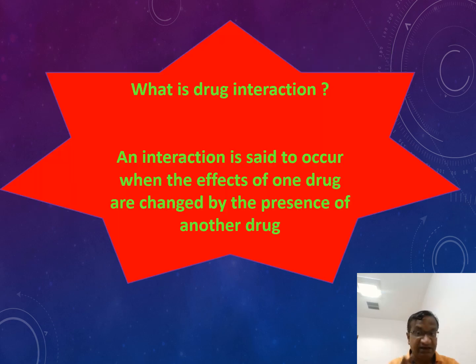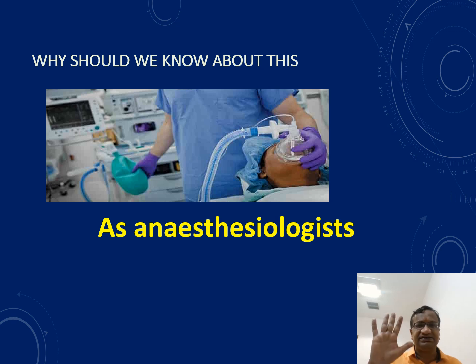Now let us do it in a proper way. What is a drug interaction? An interaction is said to occur when the effect of one drug is changed by the presence of another drug. That's all. The effect of one drug is changed by the other drug. That is what an interaction is.